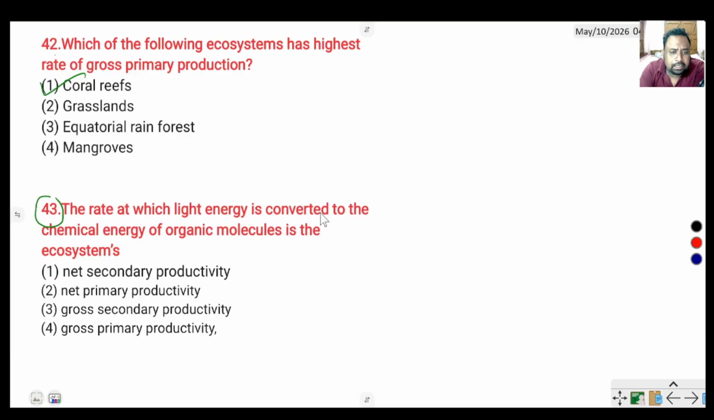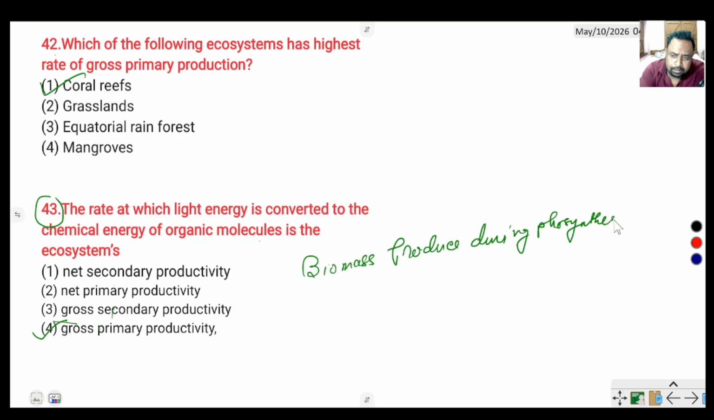Question 43. The rate at which light energy is converted to the chemical energy of organic molecules is the ecosystem's net secondary productivity, net primary productivity, gross primary productivity, gross secondary productivity, which is called GPP. Sunlight, biomass produced during photosynthesis per time per area is called GPP, gross primary productivity. When GPP is used in respiration, the remaining part is called NPP.